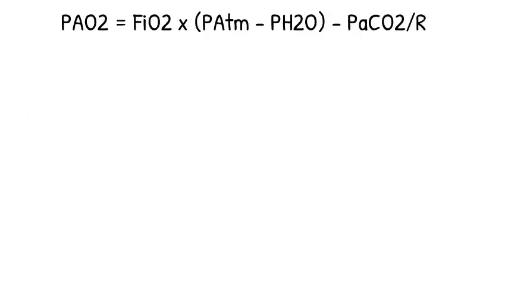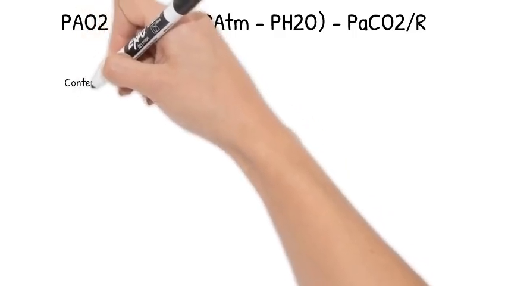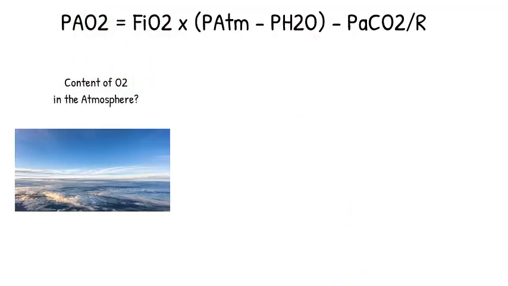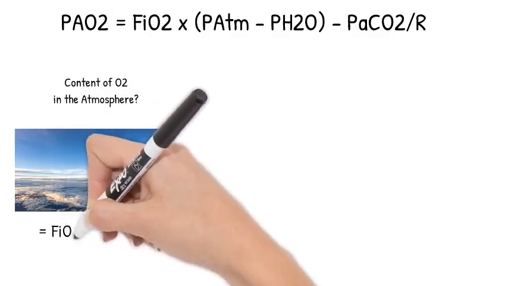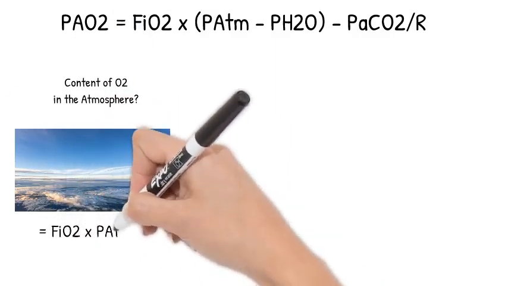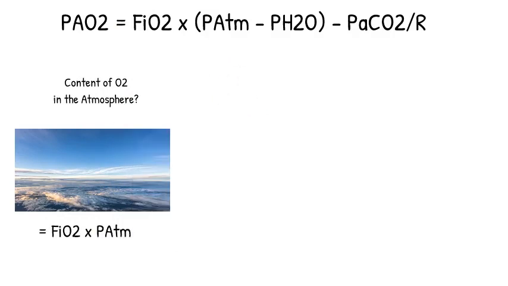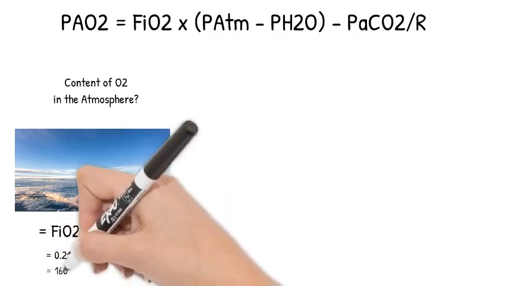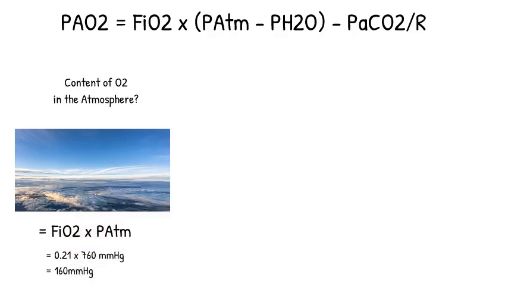So in this alveolar gas equation, there are basically 3 parts that we are looking at. The first one is the content of oxygen in the atmosphere. And for that, we need to take the fractional inspired part of oxygen and times it by the atmospheric pressure. Now, the atmospheric pressure will always be at sea level. They will state that in your test, and you just need to remember that that is 760 millimeters mercury. So if we work that out, we get 160 millimeters mercury. That's the partial pressure of oxygen in the atmosphere.